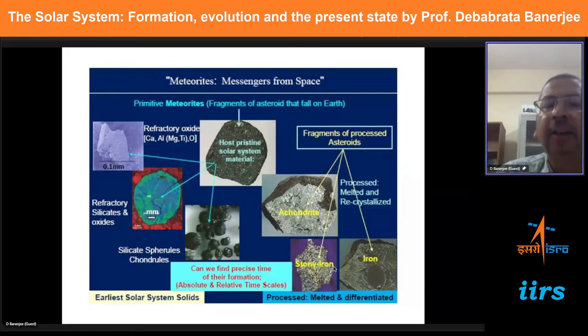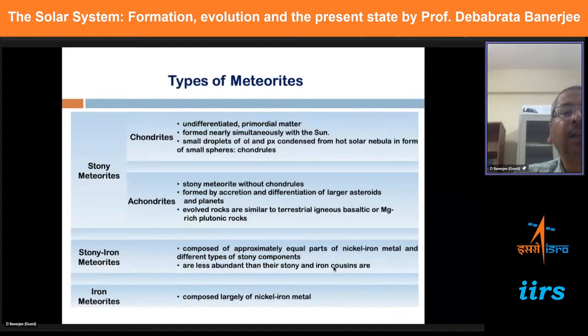So the idea is, can we tell about the processes and the time scales of the early solar system? And for that, you first need to know different kinds of meteorites. So chondrites are basically undifferentiated primordial matter, and OL and PX, olivine and pyroxene, which are iron-magnesium silicates, which have condensed from the hot solar nebula to form small spherules. But you also have achondrites. These are formed by accretion and differentiation of larger asteroids.